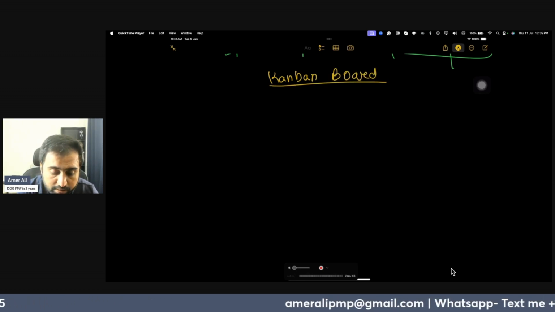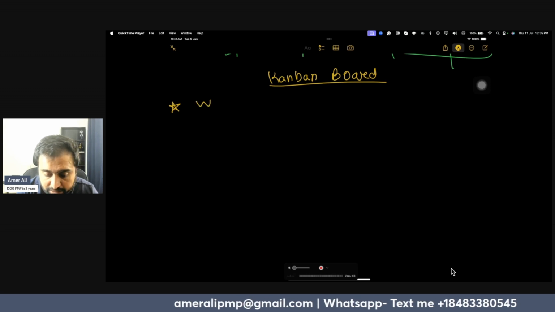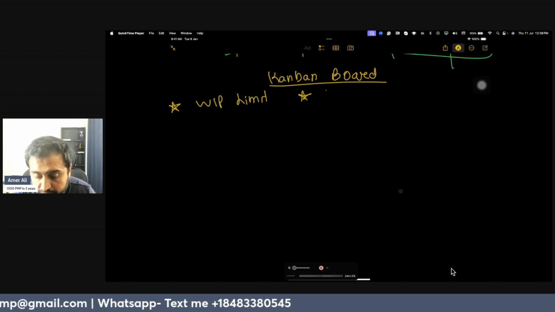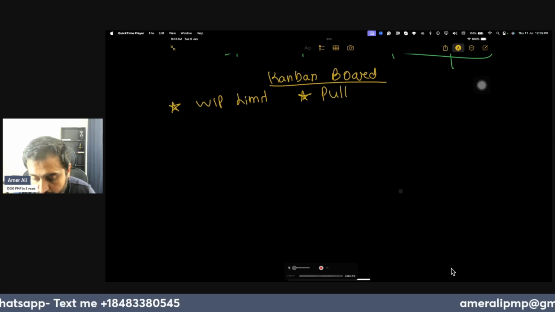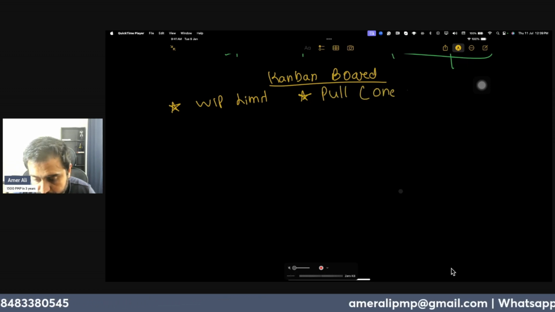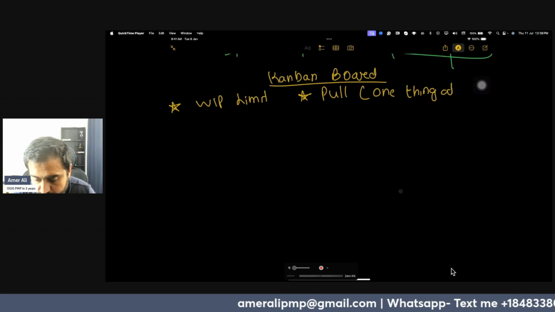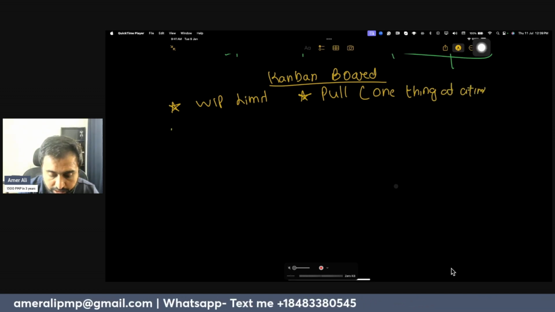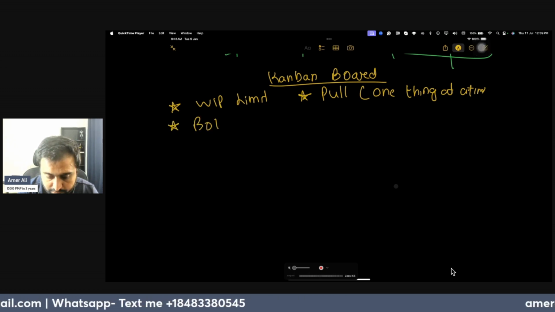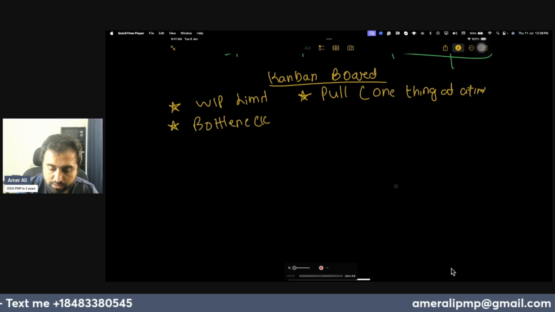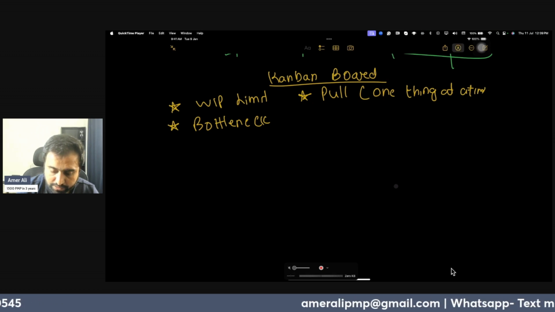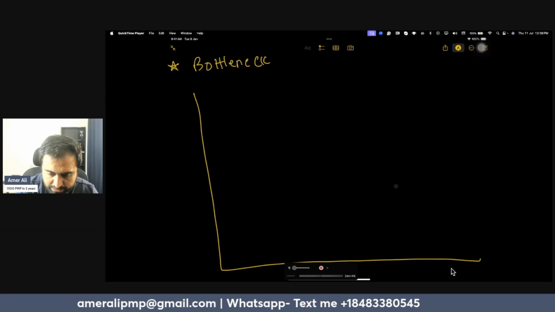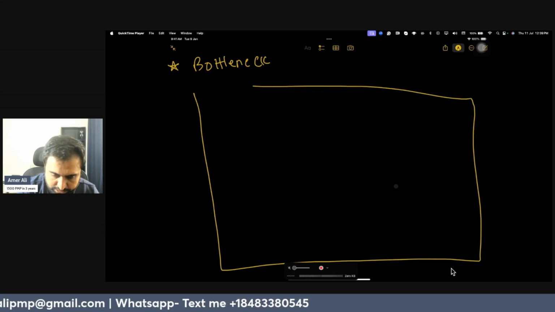A Kanban board gives you a work in progress limit, how much work can be done at one time. It works on a pull system, one thing at a time. It gives you bottlenecks. So let's say if we make a Kanban board, it looks similar to a task board in format.